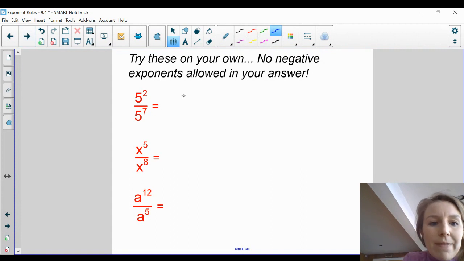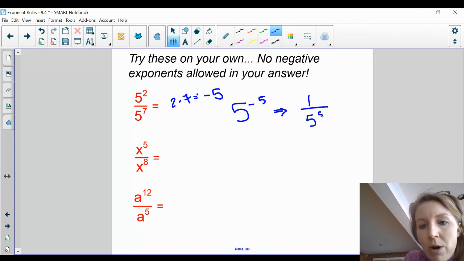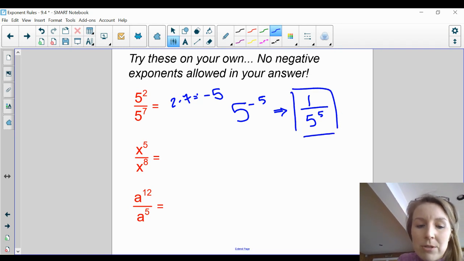All right, so if you've done that, hopefully you've done 2 minus 7, which is negative 5. So I end up with 5 to the negative 5th, which then means, since I always want positive exponents and no negative exponents, I end up with 1 over 5 to the 5th. So I want you to pause and we'll do the next one.